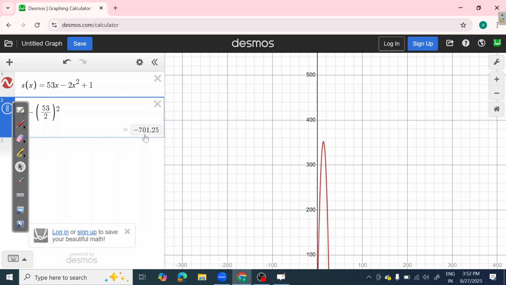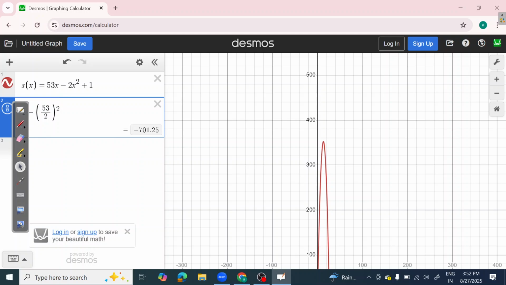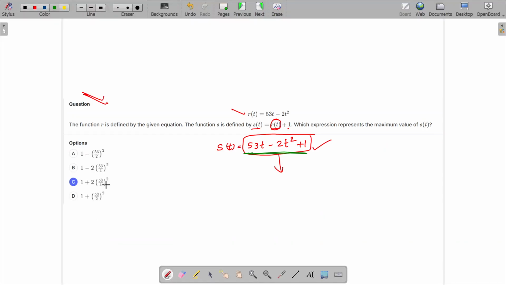My answer is negative. Your answer cannot be negative. It's positive, right? Let's try another one. It is okay, only 2, and in the denominator we have 4. Alright. No, we are not getting this value. I need 13.25. Let's check this.